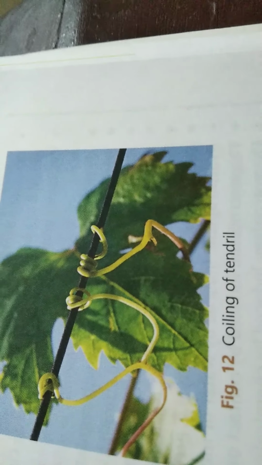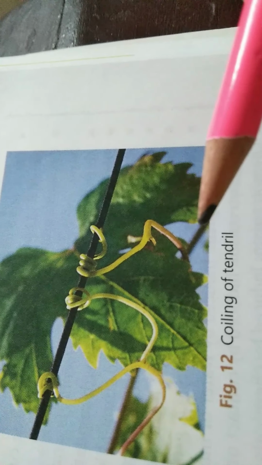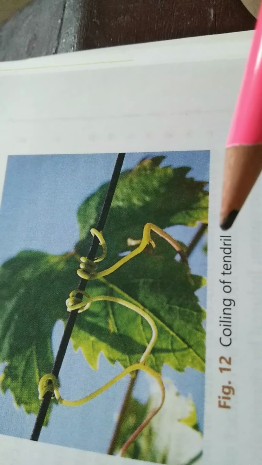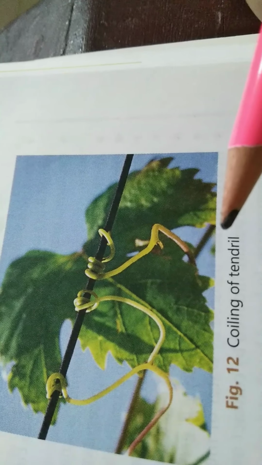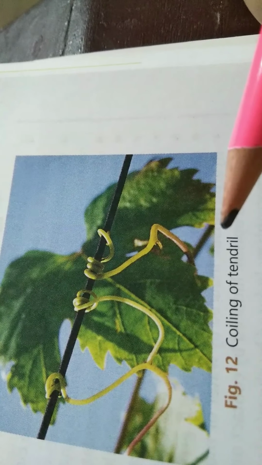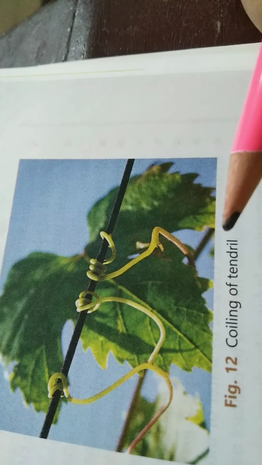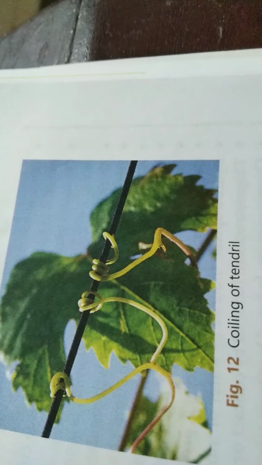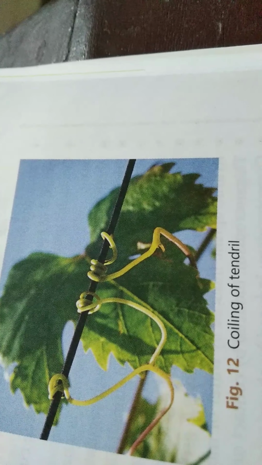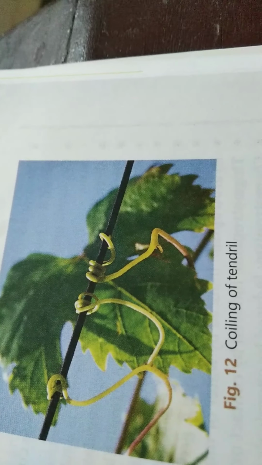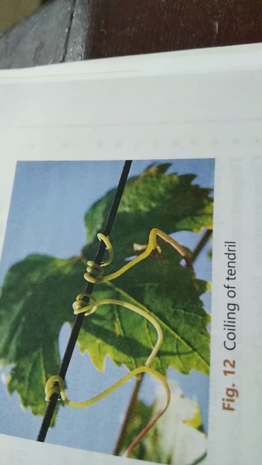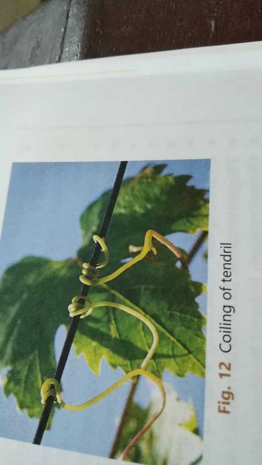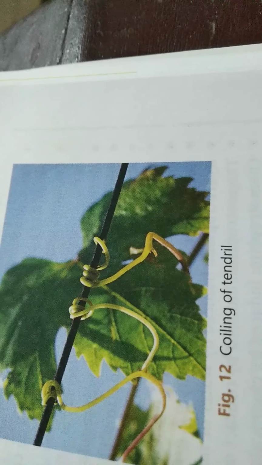Thigmotropism. Here, movement in response to touch or contact stimulus is called thigmotropic movement. Coiling of tendrils, stem of cuscuta. Chemotropic movement. The growth movement in response to chemicals is called chemotropic movement.